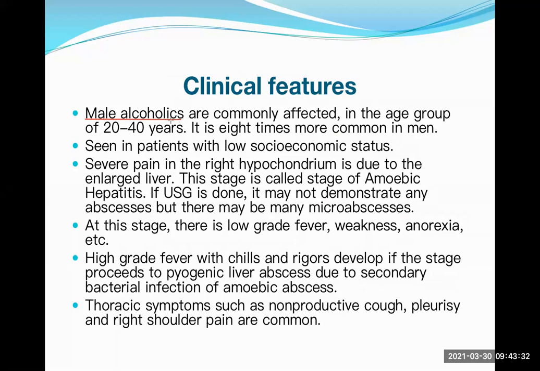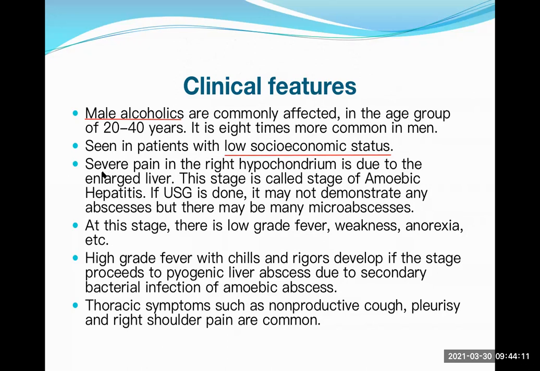And whenever GI infection occurs, especially if it is an amoebic infection, there is a definite chance of liver infection. And one more reason, these alcoholic people are immunocompromised. So there is more chance. This is also seen in patients with low socioeconomic status. Again, this is explained by the same reason. There is more chance of GI infection because of healthcare issues and things like that.